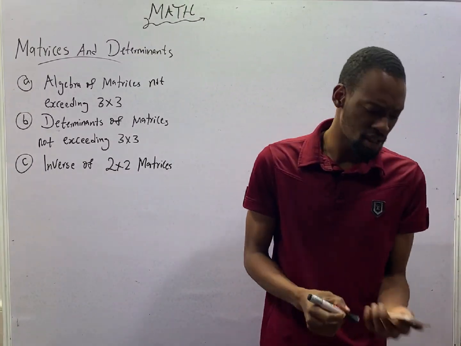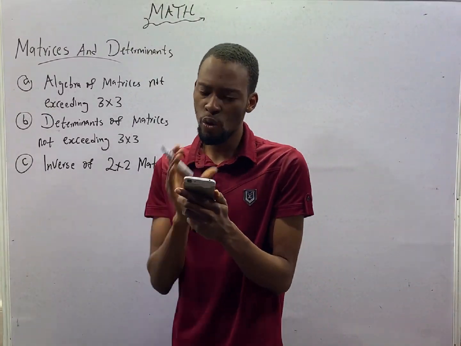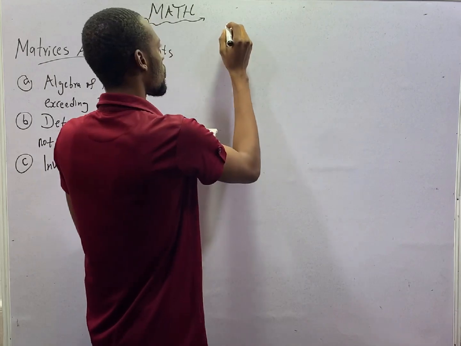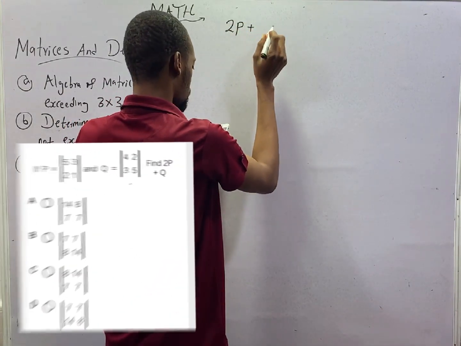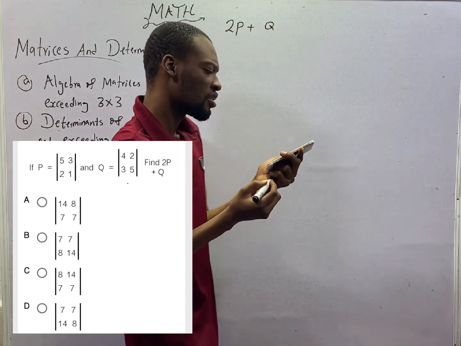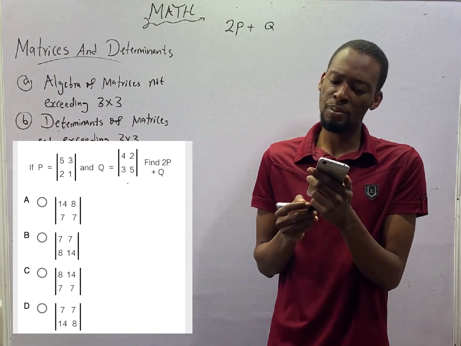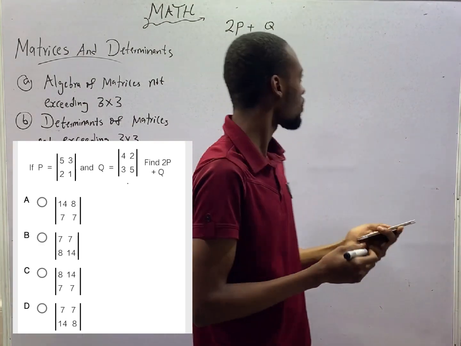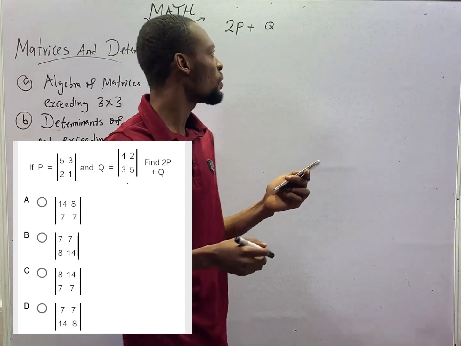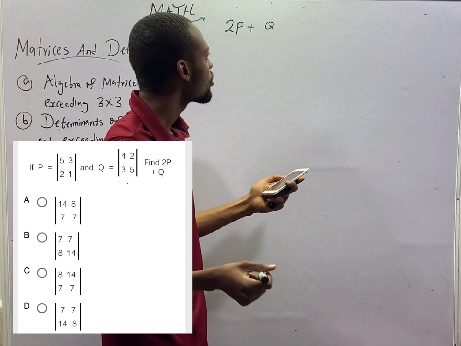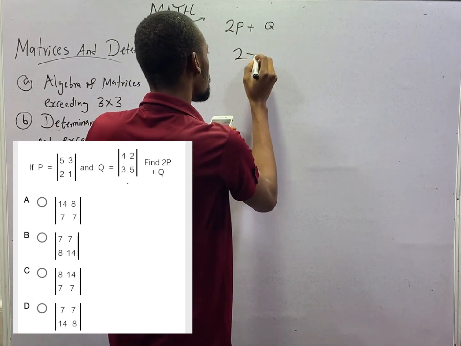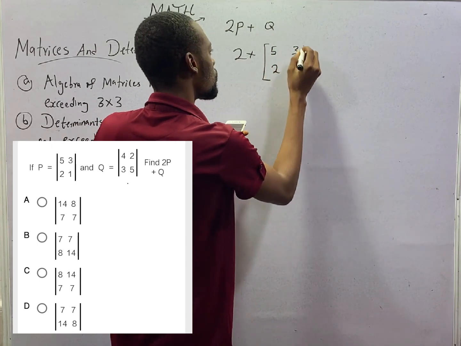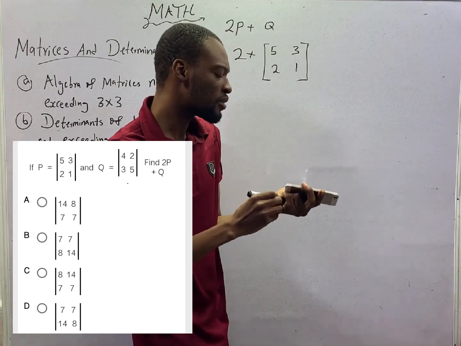Now the first question before us is, if the matrix P is equal to this and matrix Q is equal to that, find 2P plus Q. This is scalar multiplication of matrices and also addition of matrices. We are looking for 2 times P, then we add it to Q. 2 times P is simply 2 times 5, 3, 2, 1. This is a 2 by 2 matrix.